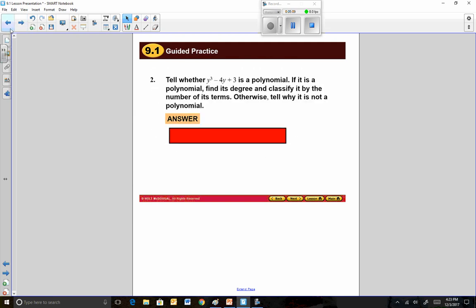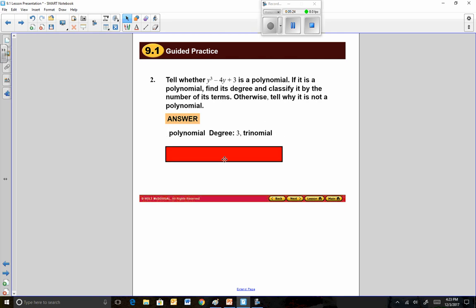Oops, went too far. Let's try this one. Tell whether this is a polynomial. If it is a polynomial, find its degree and classify it by its number of terms. Otherwise, tell why it's not a polynomial. Pause your video and give it a try. Welcome back. Here we go.